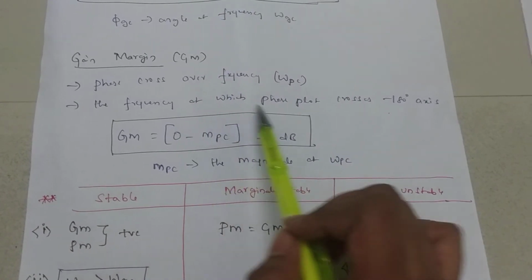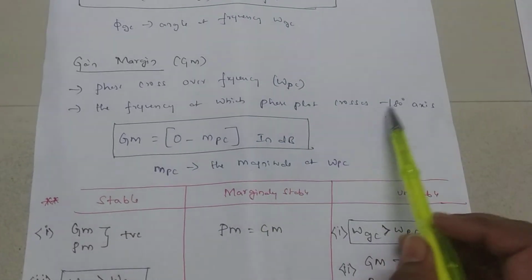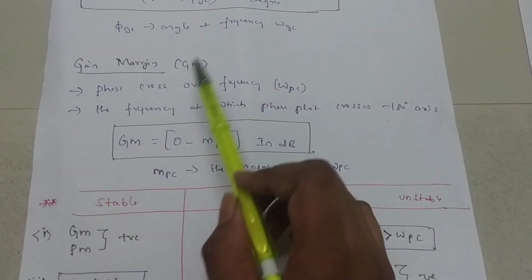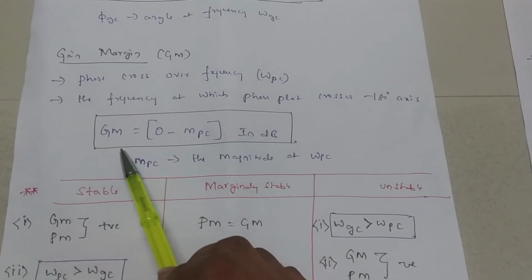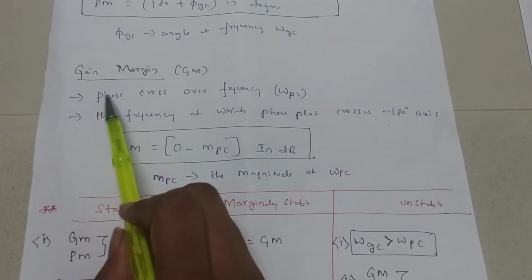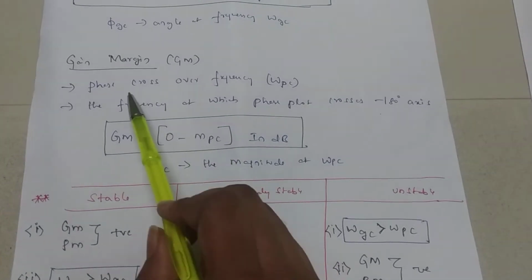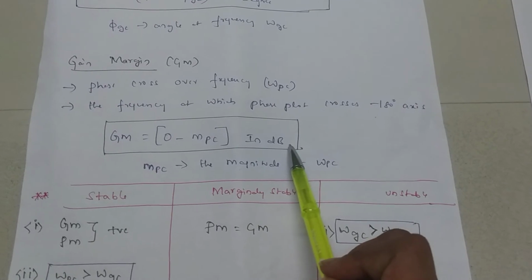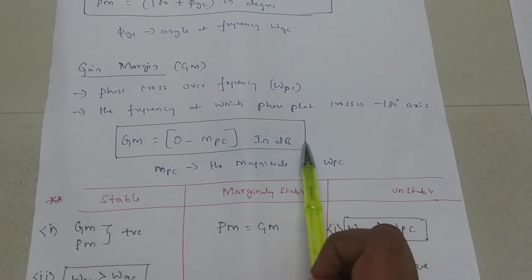See, it is the frequency at which the phase plot crosses the minus 180 degree axis. Minus 180 degree means 0 here. GM is nothing but gain margin. This is the main formula: gain margin equals 0 minus the magnitude at the phase crossover frequency. This MPC is the magnitude at the phase crossover frequency in decibels. So the gain margin is 0 minus MPC in decibels.